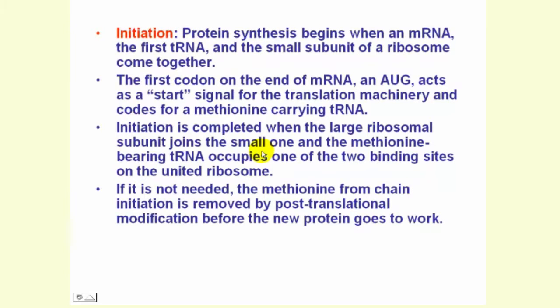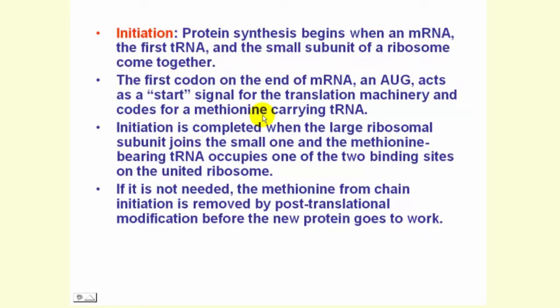So what we have here is we have initiation. So the protein synthesis begins when a messenger RNA, the first transfer RNA, and a small subunit of a ribosome come together. So the first codon on the end of a messenger RNA, an AUG codon, acts as a start signal for the translation machinery and codes for a methionine carrying transfer RNA.